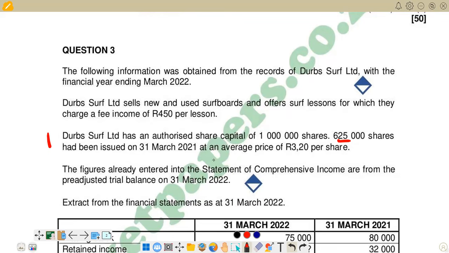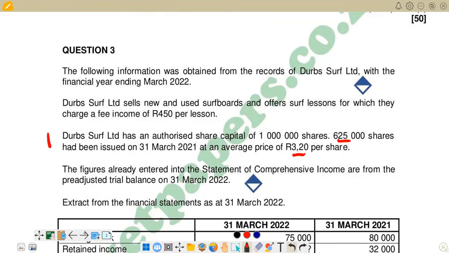And then these shares were at an average price of 3 Rand 20. Remember, I said the average share price is the one that we apply in the ordinary share capital note. So to get the value now at the beginning, we are saying this number times the value per share, then we get the value at the beginning. So these are the figures that we are going to start with.